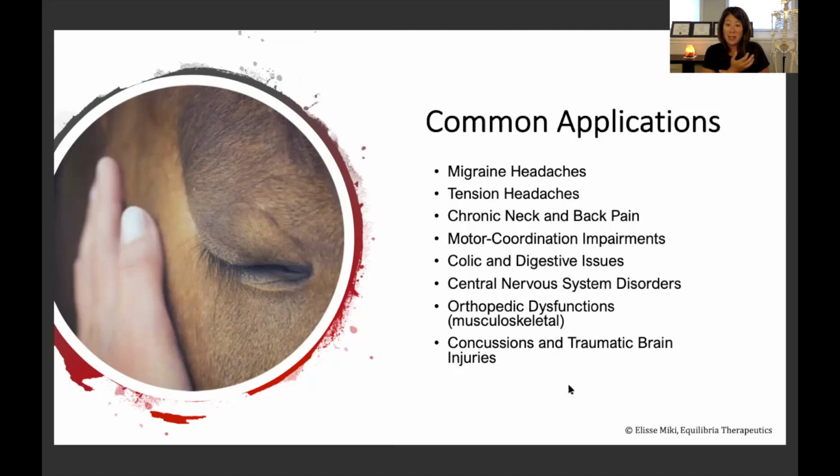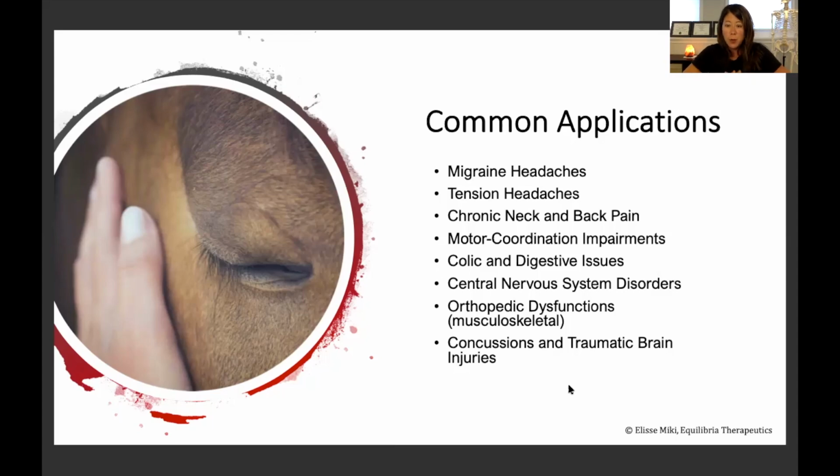Now, tagging on to that, we can also affect digestive issues because of the vagus nerve coming out of the cranium, which is going to be feeding into all of the organs of digestion. So it really extends throughout the whole body, all the things that we can treat just by accessing the cranium, which houses all of the neurological tissue that feeds the rest of the body.